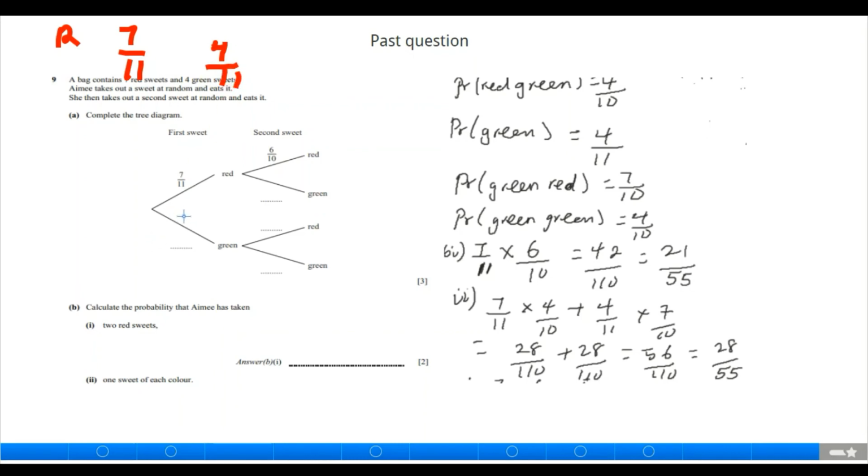So for the first one here, as they said, she then takes out a second sweet at random and eats it. So what we need to do is that by the time we are picking up, we are going to be reducing. Okay, so for the first one here, we have 7/11. So the red here is going to be what? 7/11, and green is going to be what? Green is going to be 4/11. That's the total number. So from here now, we are picking out without replacing.